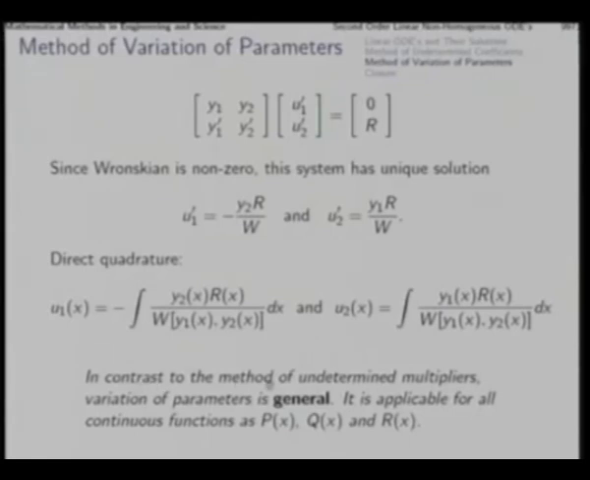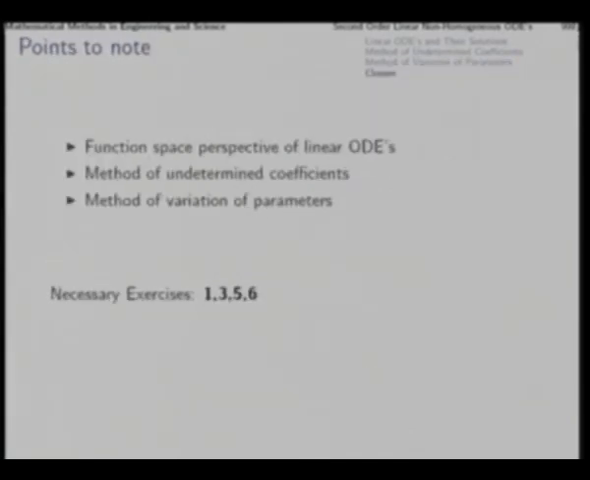So, this is applicable for all functions p(x), q(x) and r(x) which are continuous and bounded, and it will be valid only for that interval in which these functions remain so. So, in this lesson these are the important points that we have studied.